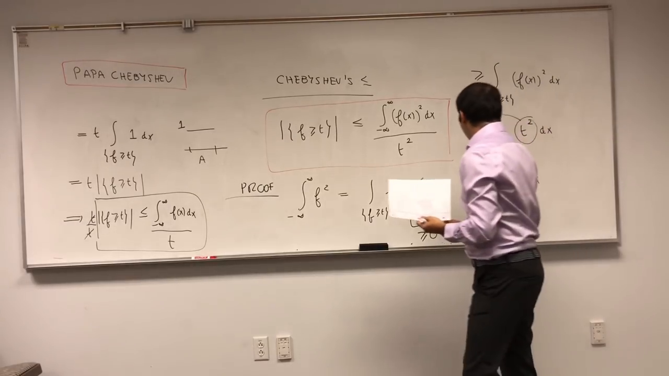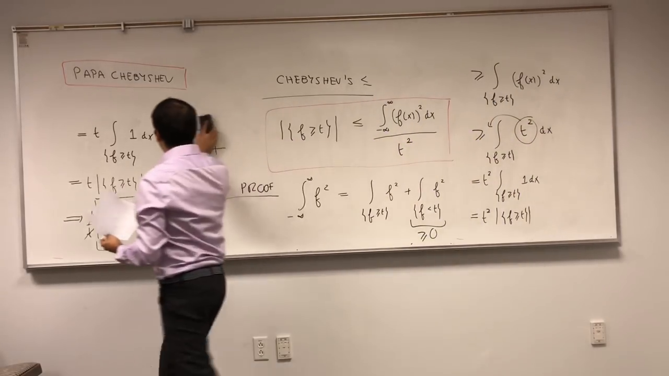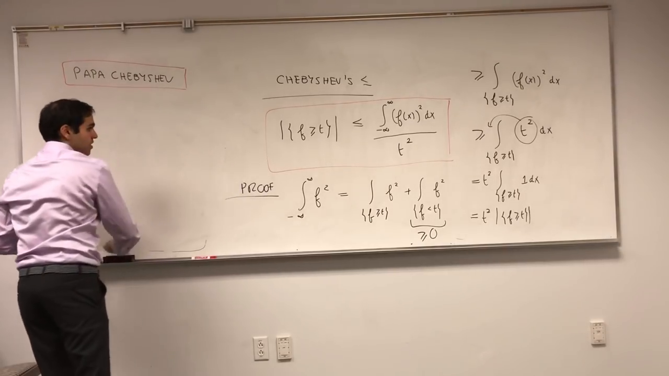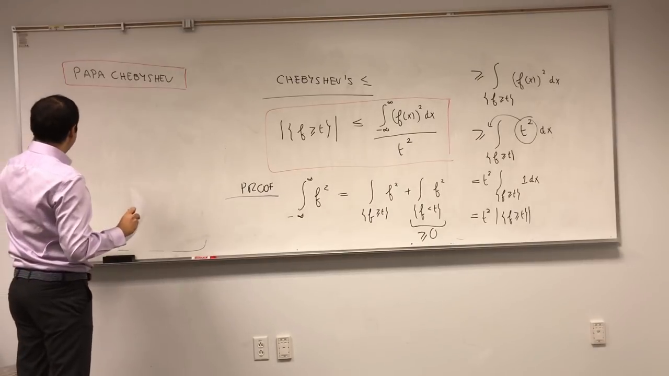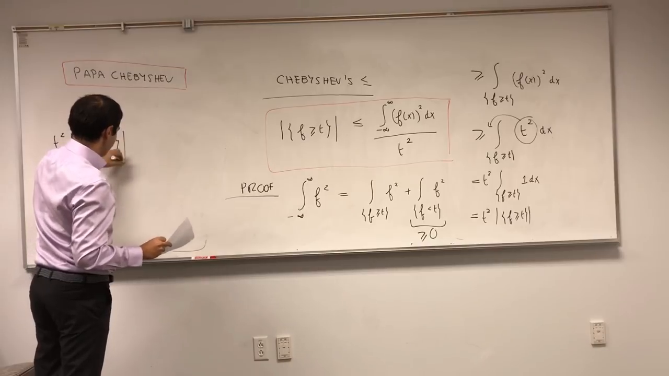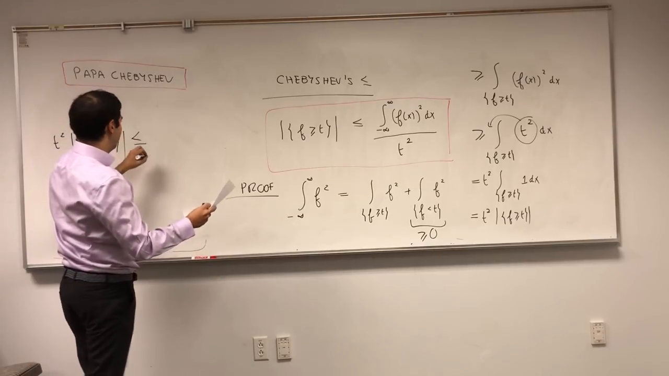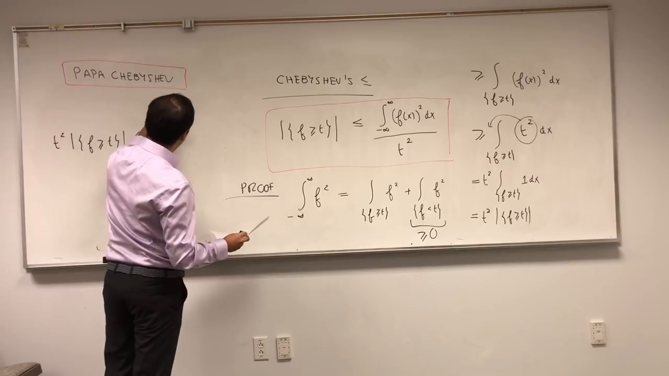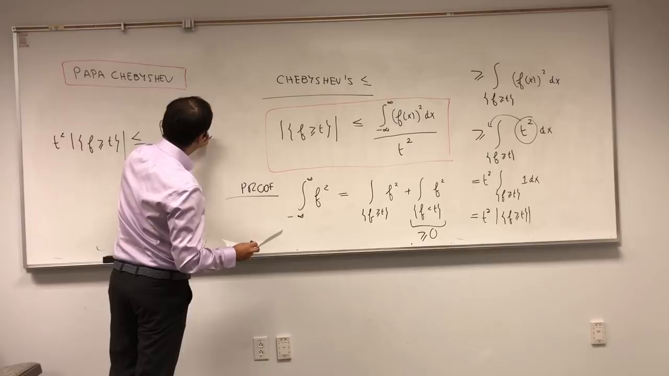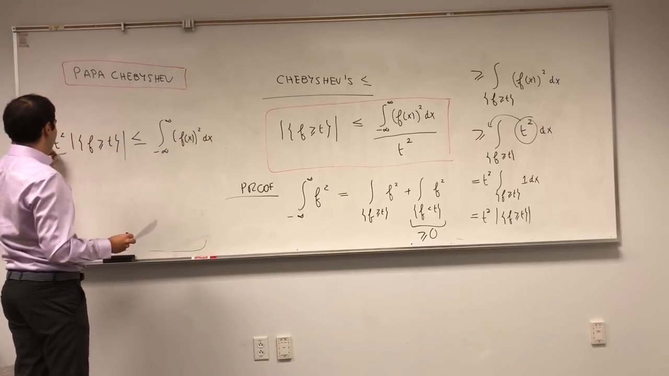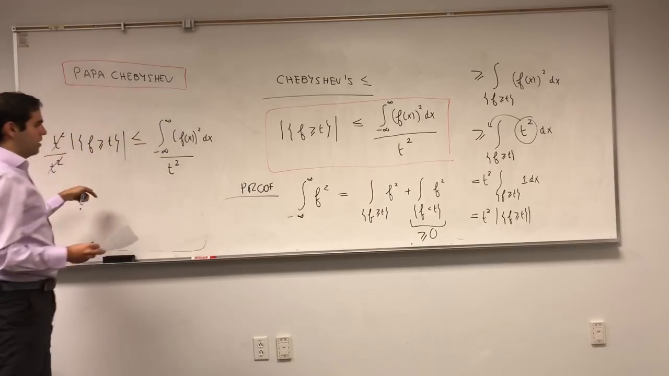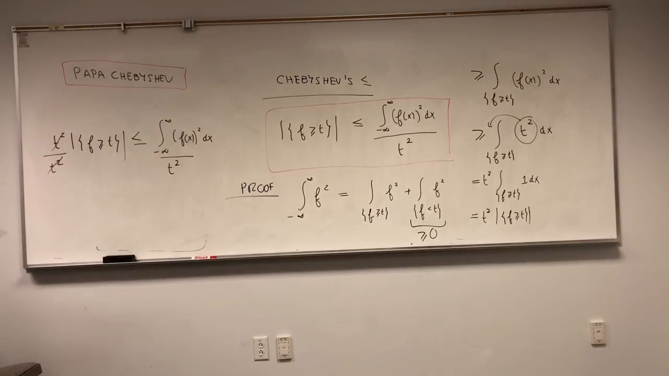And therefore, putting everything together, we find that t squared times the size of the set where f is greater or equal to t is less than or equal to the integral from minus infinity to infinity of f of x squared dx. And then just divide by t squared on both sides, and you get indeed Papa Chebyshev's inequality.